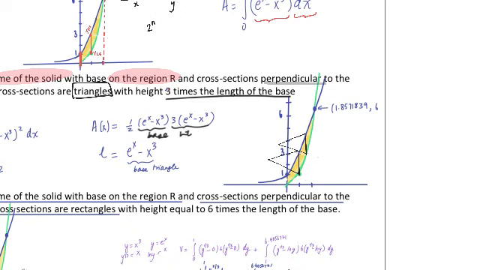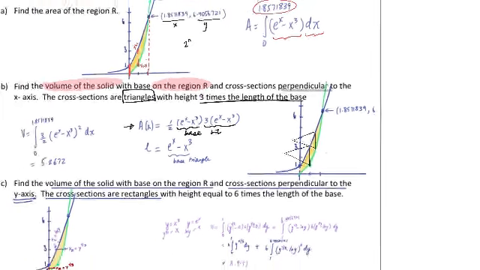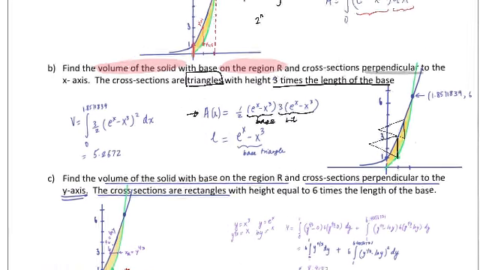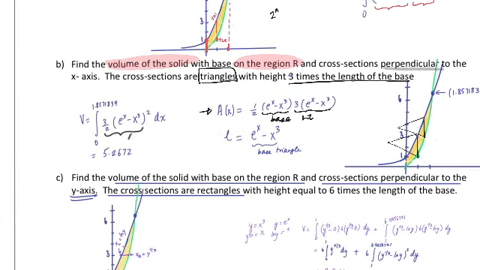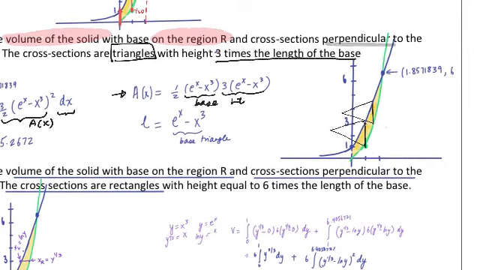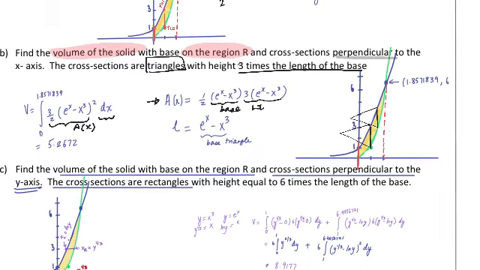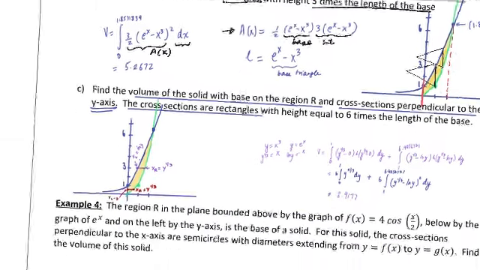And that's how we end up with this formula for the area. 1/2 of e to the x minus x cubed times 3 times e to the x minus x cubed. We put that whole area into the integral, right? And we're integrating again with respect to x, and our integral starts here at x equals 0 and goes all the way until x is equal to 1.8571839.